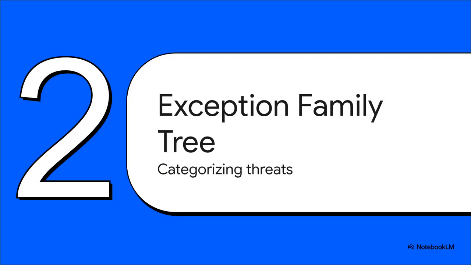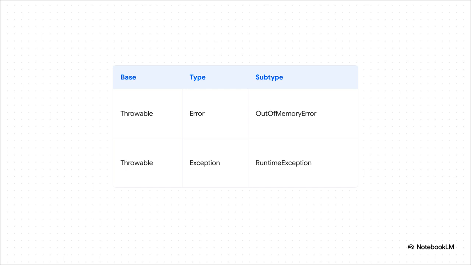Moving on to section 2, the exception family tree. To defeat these runtime monsters, we kind of need to map out the villains first. In Java, everything stems from Object, which leads down to the Throwable class. From there, we hit a major fork in the road. On one side, we have errors. These are super serious, fatal problems, like an out-of-memory error. Honestly, things you generally cannot and really shouldn't try to handle.